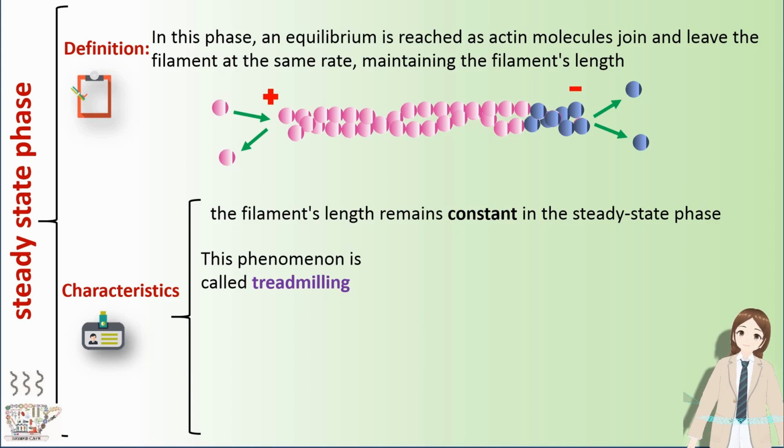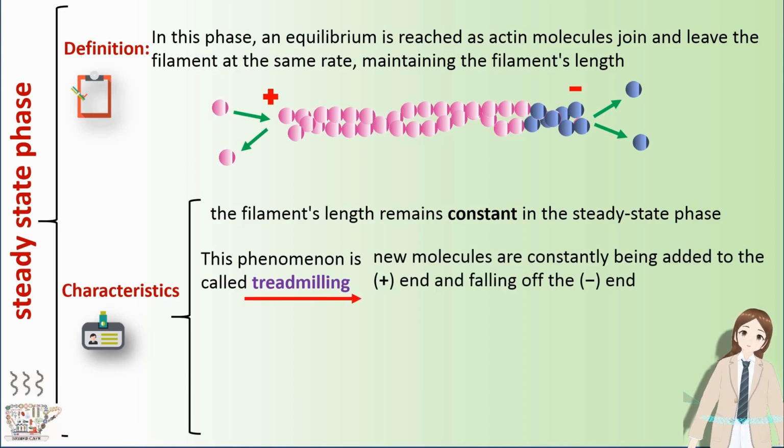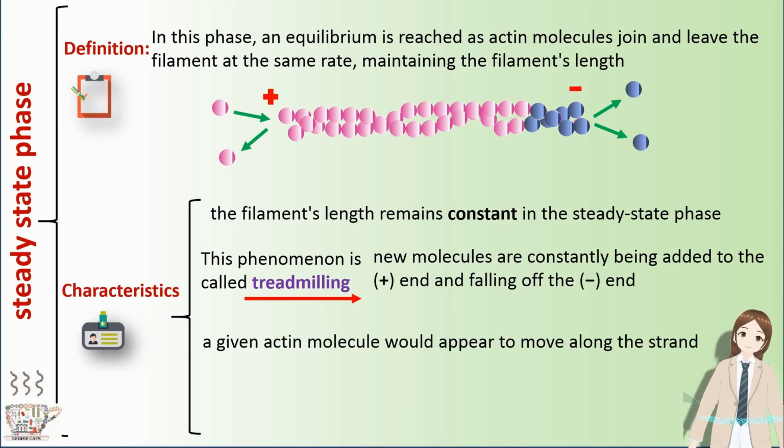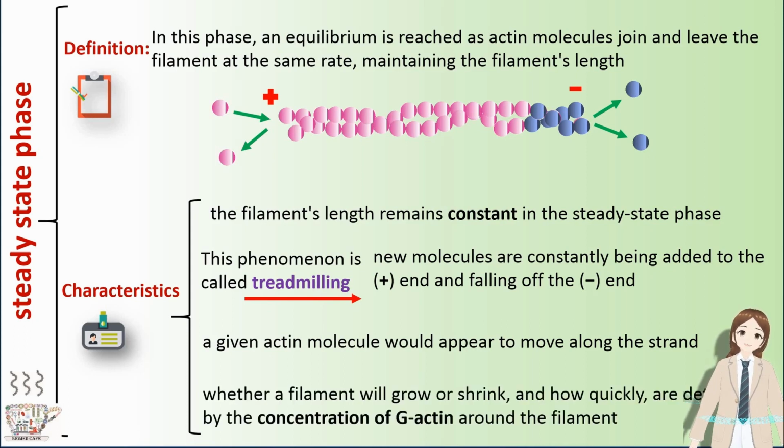The phenomenon is called treadmilling. It means new molecules are constantly being added to the plus end and falling off the minus end. A given actin molecule would appear to move along the strand. Whether a filament will grow or shrink and how quickly are determined by the concentration of G-actin around the filament.